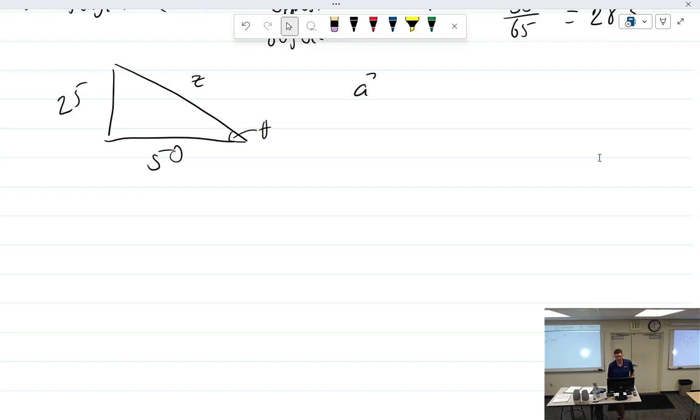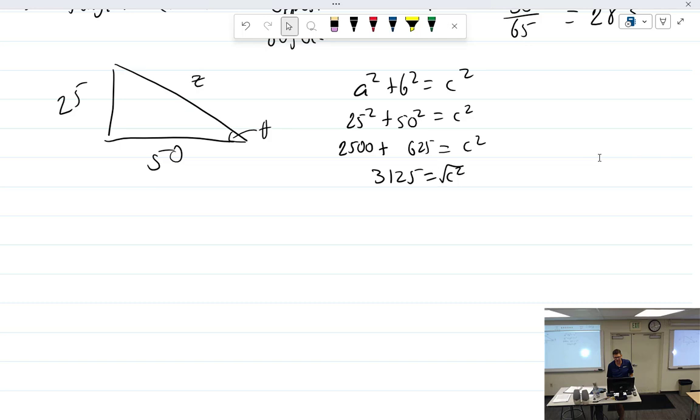Okay, I don't care about this side. All right. A squared plus B squared equals C squared. So we got A is 25, squared, plus 50 squared equals C squared. So let's see, what is that? 625 plus 2,500, I just wrote it backwards, my bad, equals C squared. So that is 3125. 3125 equals C squared. So I take the square root of both sides. What does that equal? 55.9 is equal to Z.